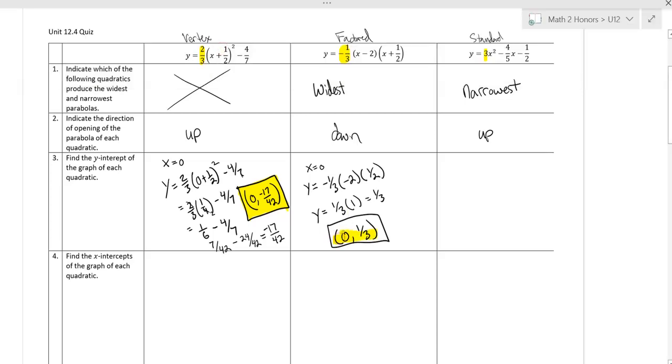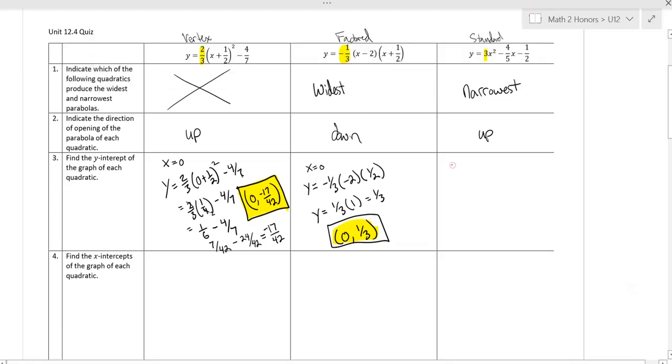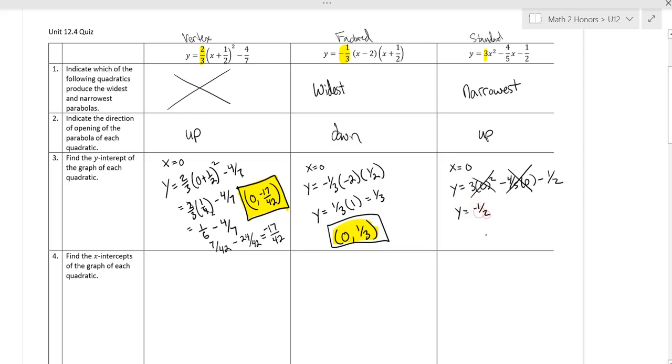And for the last one, standard form is always the easiest to find the y-intercept. There's really no work involved. You plug in 0 and everything goes away. I'll show you that. We got 3 times 0 squared minus 4/5 times 0 minus 1/2. This is 0, this is 0, and we're just left with negative 1/2. So y is negative 1/2, and so 0, comma, negative 1/2 is our y-intercept for the third one.